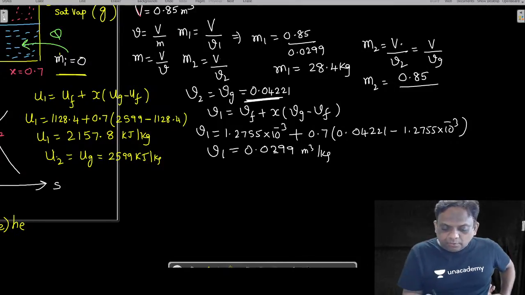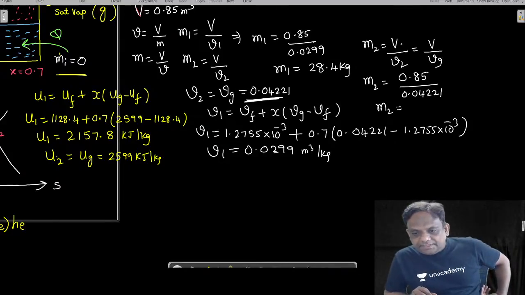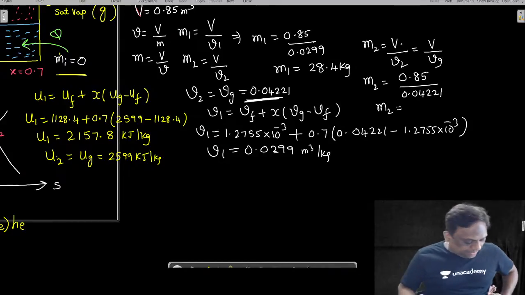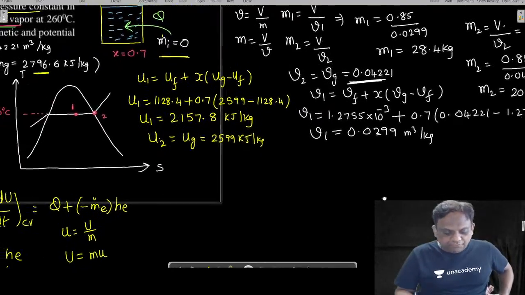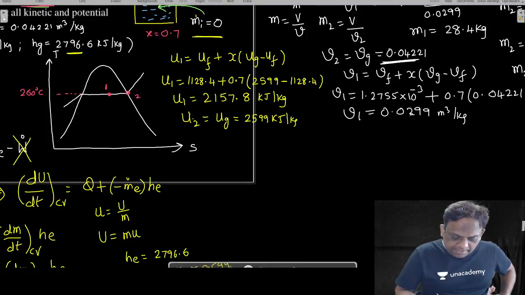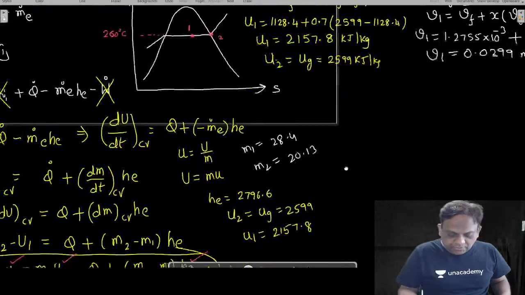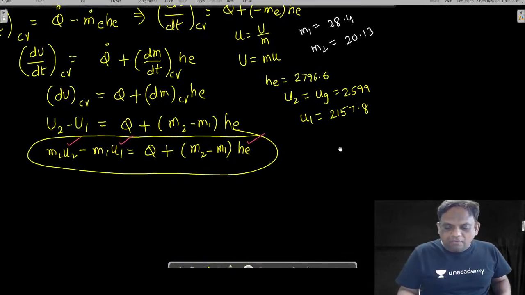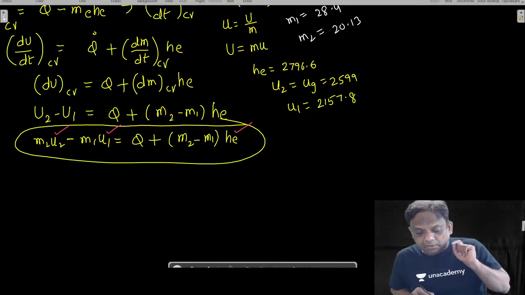0.85 by vg. What is vg? 0.04221. So therefore m2 is equal to anyone. What is m2? Shiv said 20.13. Wonderful students of India. Wow. So we got all values. So we got m1 as anyone. What is m1? 28.4. And just now we calculated m2 20.13. So all values are known. Look once, all values are known. Let us substitute here.